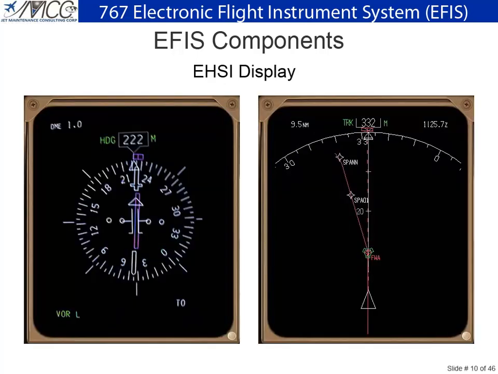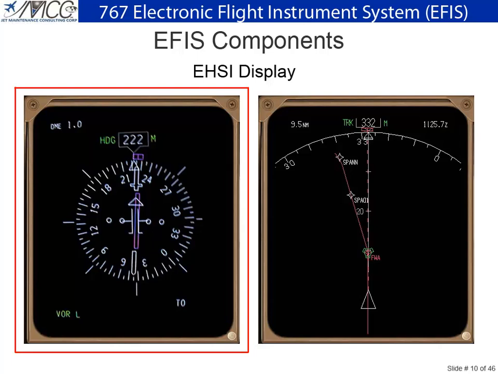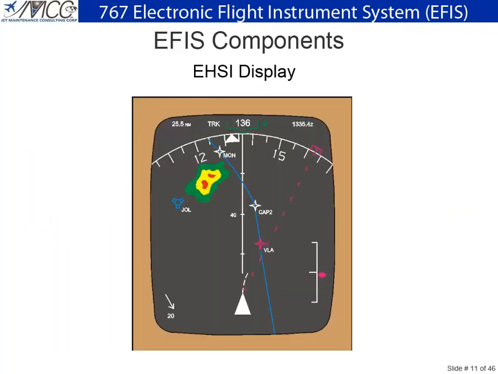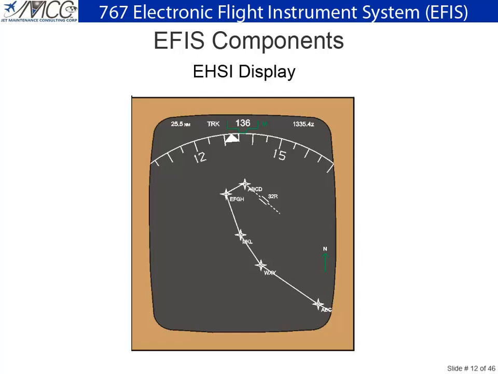The EHSI displays heading information along with navigational data. The EHSI can be displayed in either full mode, a 360-degree compass rose, or the expanded mode, which is a sectored compass display. In the expanded mode, weather radar and terrain information can also be displayed. In the plan mode, the flight plan is displayed in a north-up format and does not relate to the compass information shown at the top of the screen. The upper compass portion of the display conveys real-time flight conditions.